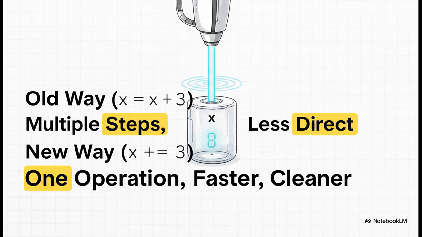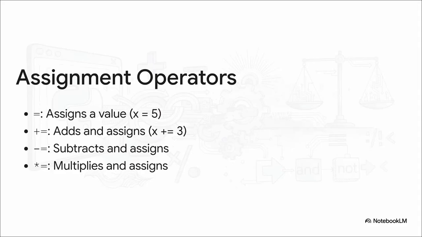This is the professional standard. x += 5 is one clean, single compound operation. You are telling the machine directly, modify the value of x by adding 5. It's faster, it's more readable, and it is the undisputed standard in any serious coding environment. And of course, this principle of efficiency applies across the board. Whether you're adding, subtracting, or multiplying, using these compound operators is a clear signal that you understand how to write concise, professional code. It's a small detail that says a lot.